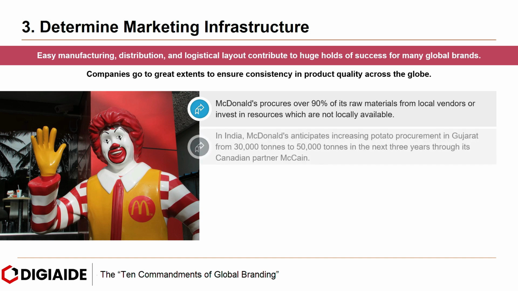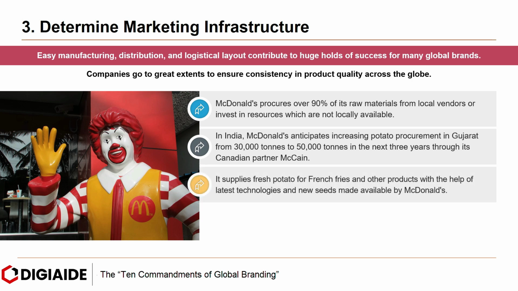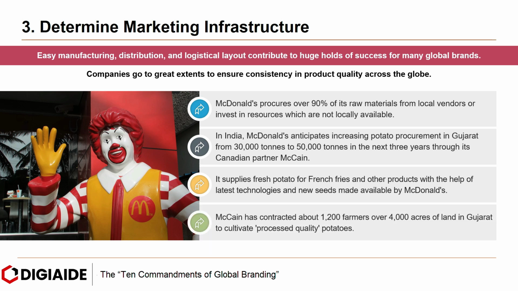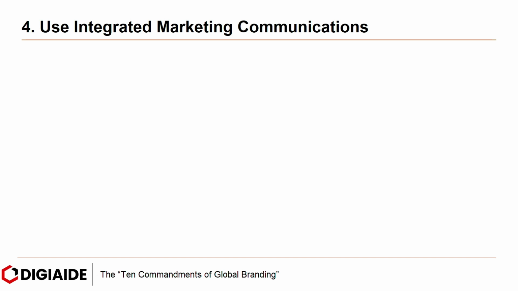locally available. In India, McDonald's anticipates increasing potato procurement in Gujarat from 30,000 tons to 50,000 tons in the next 3 years through its Canadian partner McCain. It supplies fresh potato for French fries and other products with the help of latest technologies and new seeds made available by McDonald's. McCain has contracted about 1,200 farmers over 4,000 acres of land in Gujarat to cultivate processed quality potatoes.